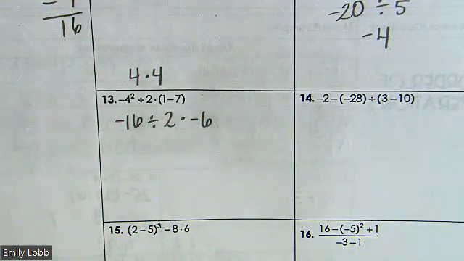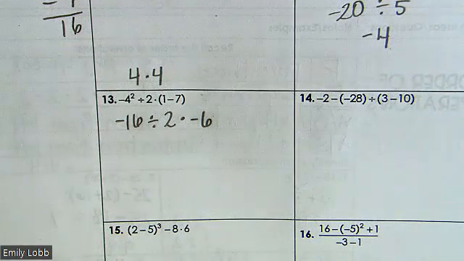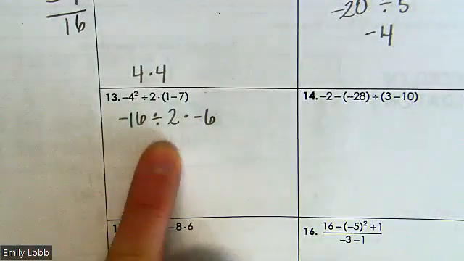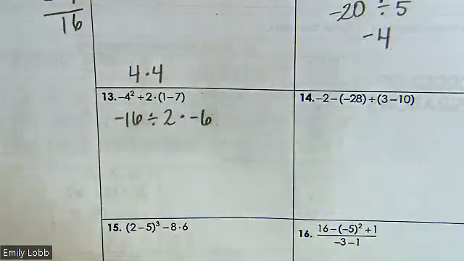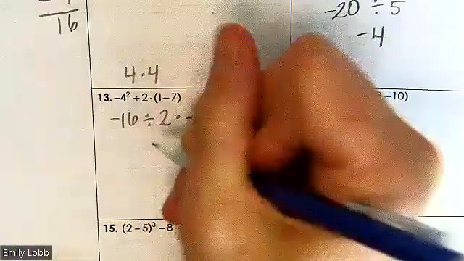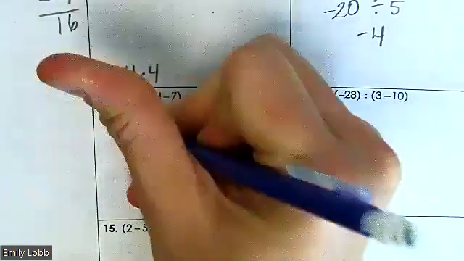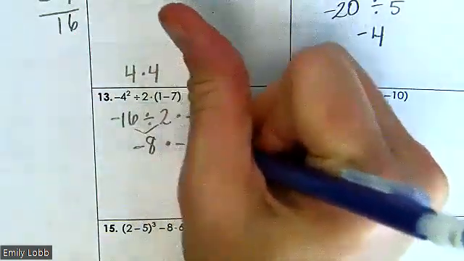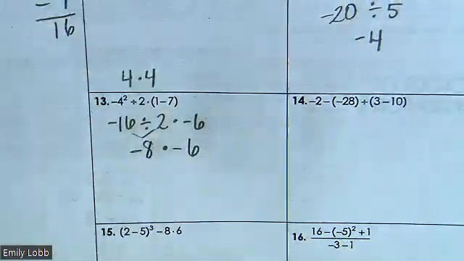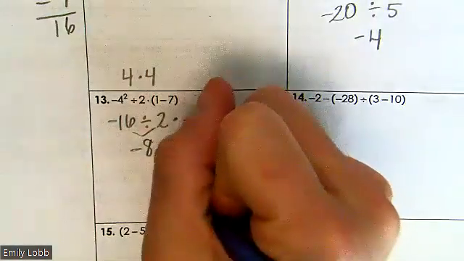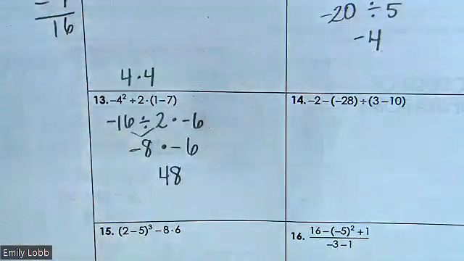Now, what do I do first? Division or multiplication? Division, because it's from left to right, that step, right? What's negative 16 divided by 2? Good. 2 times 8 is 16, but it is negative. And then I'm bringing down the rest of my... So what's 8 times 6? So 8 times 6 would be 48. My signs are the same, so it would stay positive.